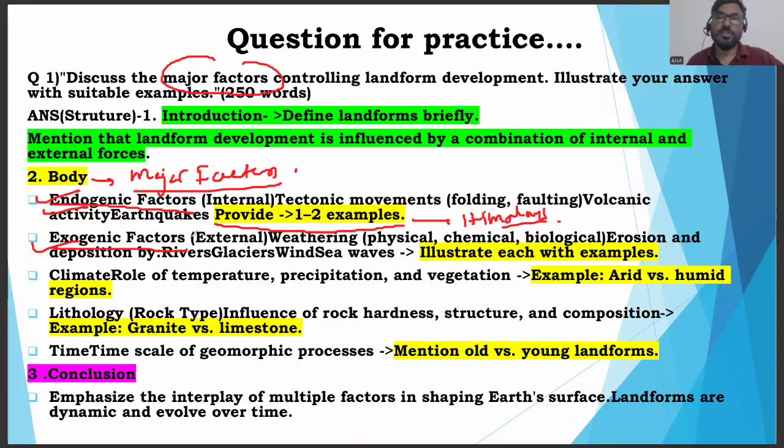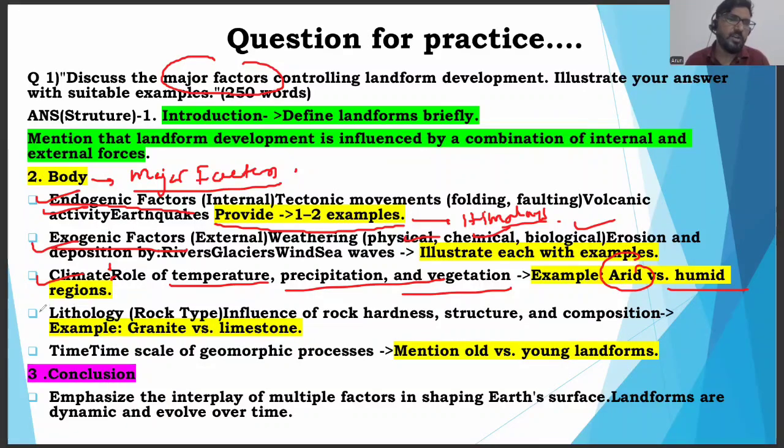Weathering could be in the form of physical weathering, chemical weathering, or biological weathering, right? So erosion and deposition are there, and associated various landforms. The third part is the climate. So the role of temperature; the climate is also a very important factor. The role of temperature is there, precipitation is there, vegetation. So we can provide the example of arid versus humid regions.